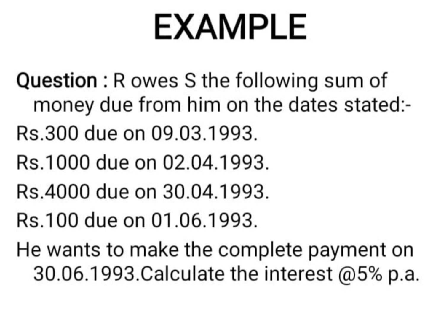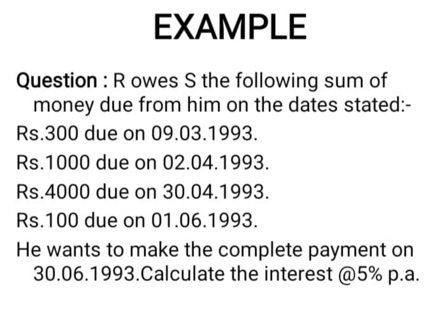For better understanding, let's see the sum. R owes S the following sums of money due from him on the dates stated. Rupees 300 due on March 9, 1993, Rupees 1000 due on April 2, 1993, and so on. He wants to make the complete payment on 30th June 1993. Calculate interest at 5% per annum with the help of the average due date method.